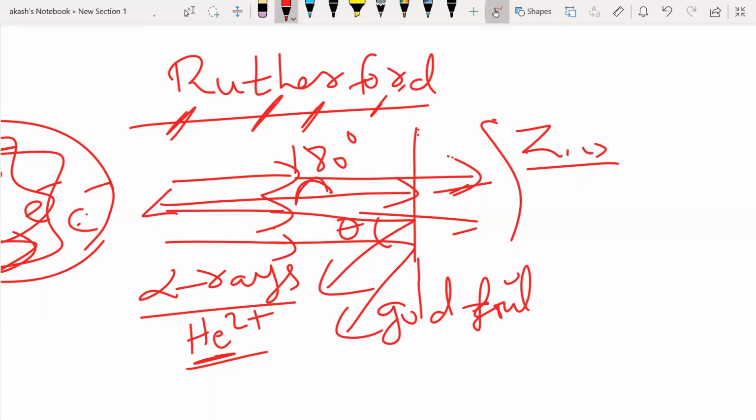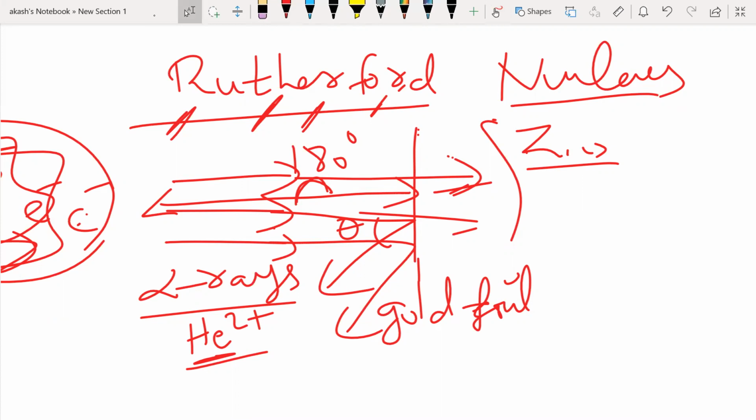Then coming to the third observation, he said the rays are retracing their path, and that will happen only when I have a very, very strong positive charge, and obviously that was coined to be your nucleus. So this is how the nucleus was found out. Again, he has to fit in everything: electrons, protons, nucleus.